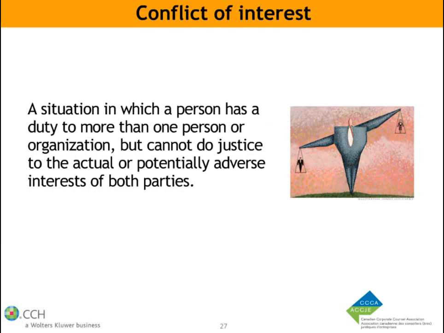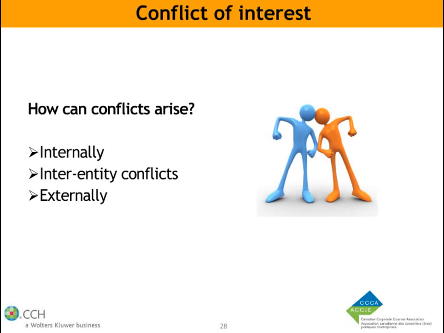Okay. So we'll go on to the next bit, which is about conflict of interest. And a conflict of interest here we're going to define as a situation in which a person has a duty to more than one person or organization, but cannot do justice to the actual or potentially adverse interests of both or all parties. And how can these conflicts arise?